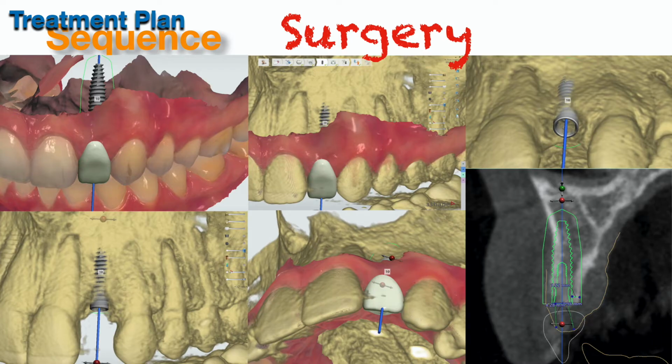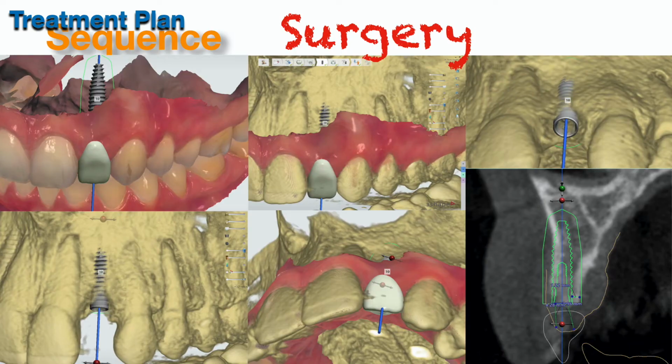By doing a virtual wax up or an imaging stat and saying, this is where I want the final restoration to be. And based on that, where's the implant position going to be? And based on that, is there adequate bone? Right. It's not just enough to look surgically. You have to look as a team together.